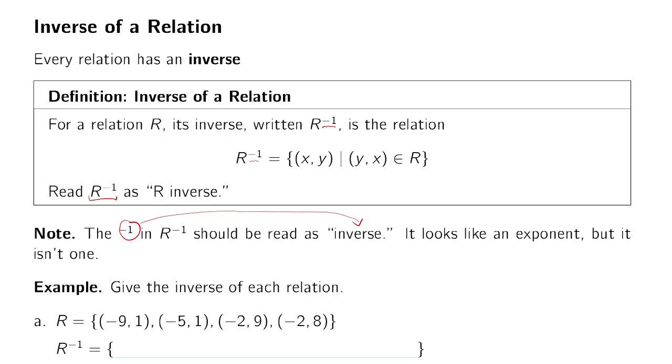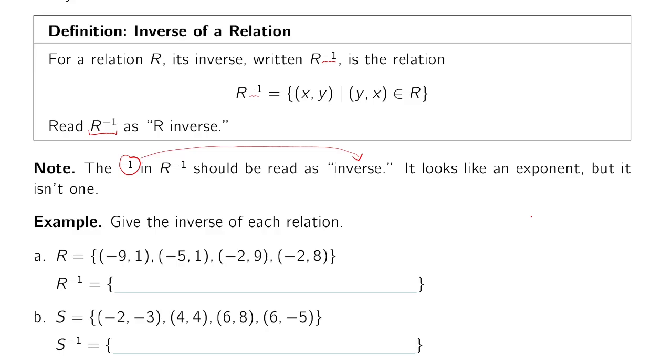It looks like an exponent -1, but it is not. It's indicating that we're taking the inverse relation. So just to practice this concept, we've got a couple of simple relations here, and we're going to find their inverses. How do we find their inverses? Well, we just reverse the order of the input and output.